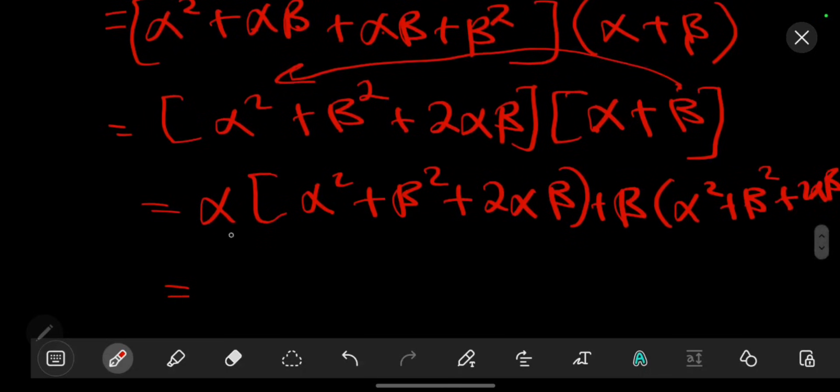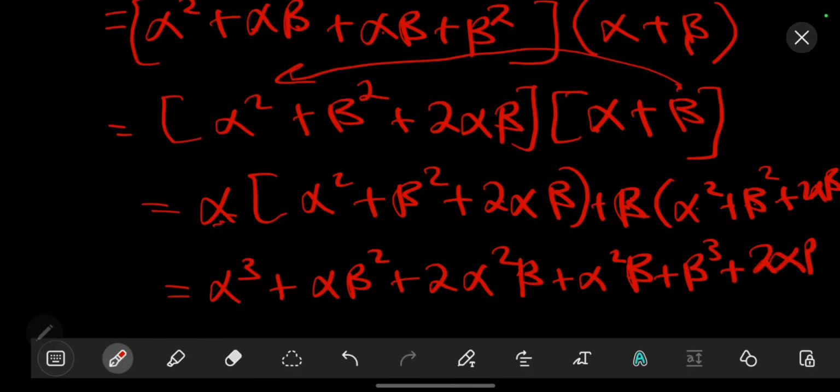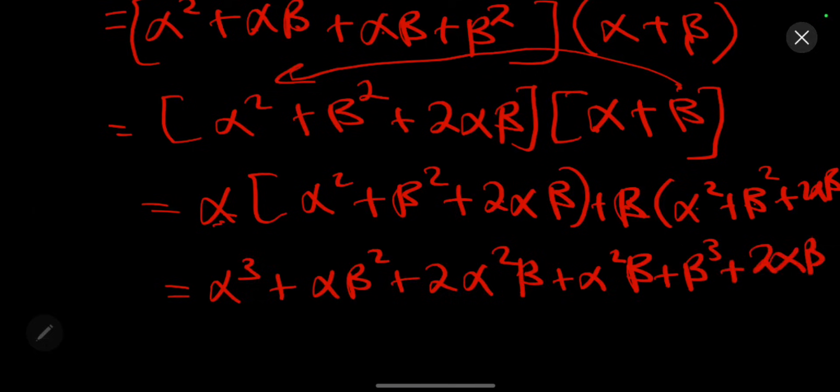So we are going to have alpha by alpha, it will give us alpha cubed, plus alpha by beta squared, it will give us alpha beta squared. Alpha by this, it will give us plus our 2 alpha squared beta. This by this, it will give us plus our alpha squared beta. This times this, it will give us plus our beta to the power 3. Beta by alpha beta, it will give us plus our 2 alpha beta squared, like that.